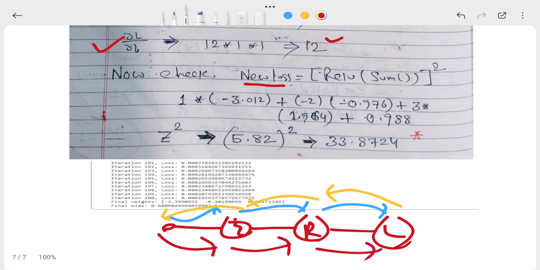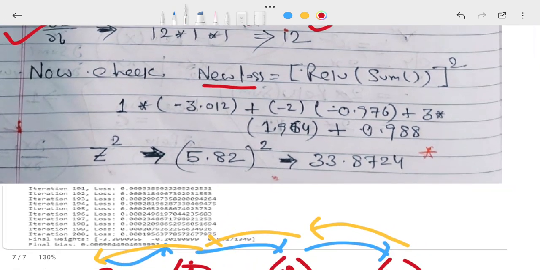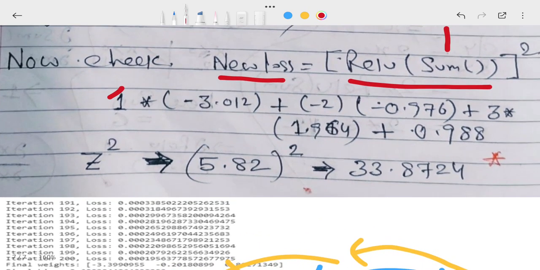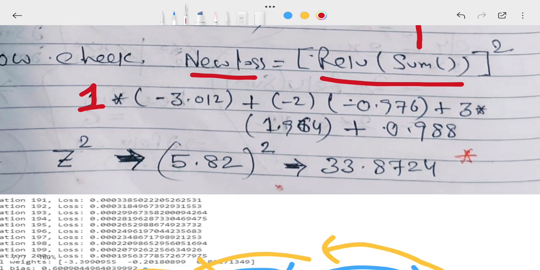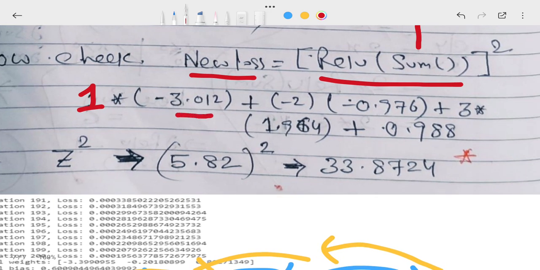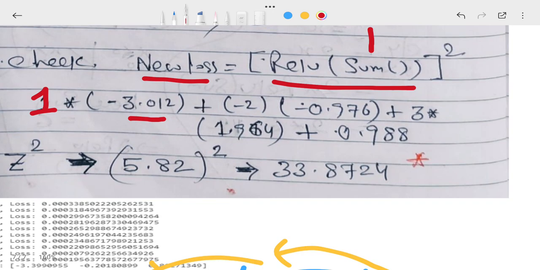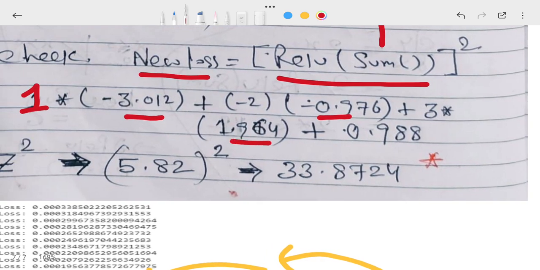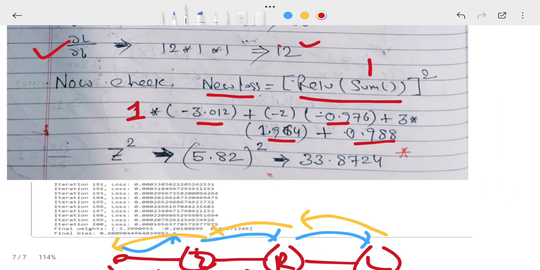So next time, when my weights are updated, see here: my ReLU sum means the sum of x0 w0 and so on. x0 is equal to 1, and updated w0 is equal to this; x1 is equal to minus 2, updated w1 is equal to this; x2 is equal to 3 and updated w2 is equal to this; and this is my updated bias. If you sum and square, my new loss is equal to 33.